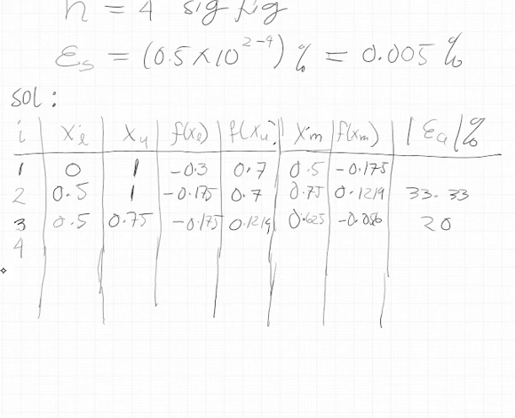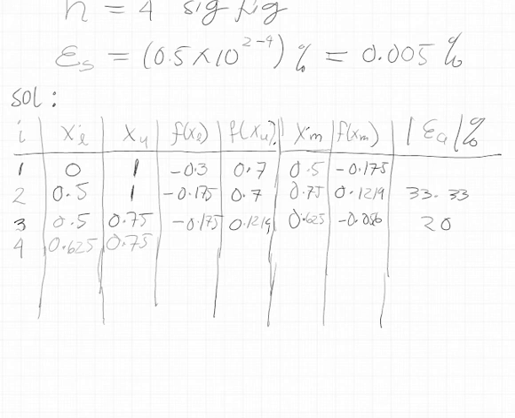So for the 4th iteration, what will be our lower and upper limits? So we check the product again, f of xm times f of xl. It's positive. So we don't retain that one. But if you multiply it with f of xu, it's negative. So we retain xu, 0.75. Then we change xl to the xm, so 0.625.